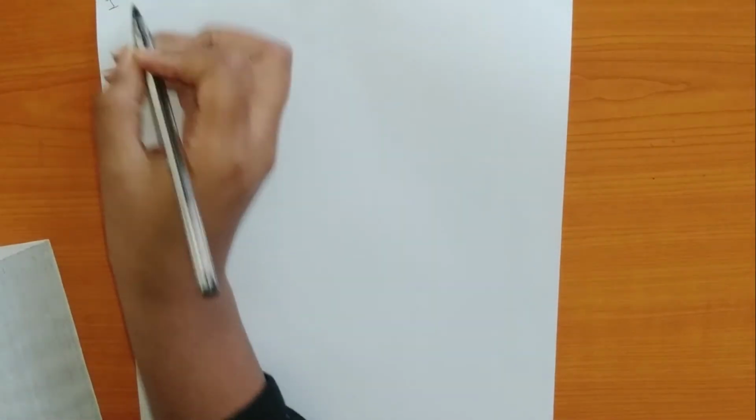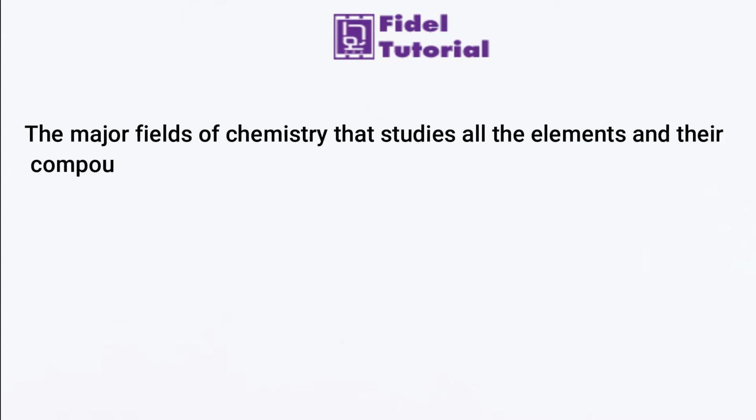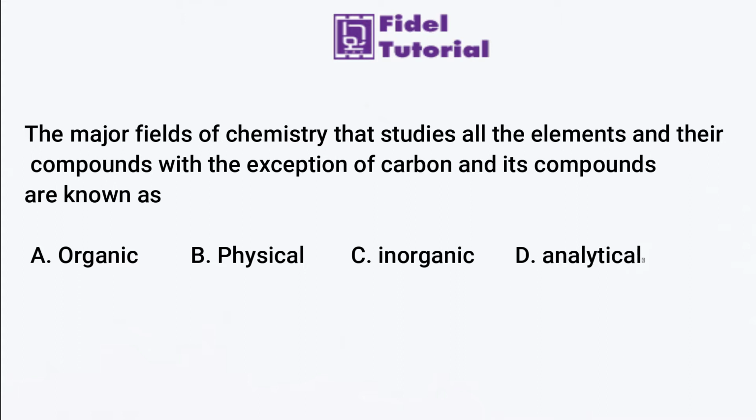Number 1. The major field of chemistry that studies all the elements and their components with the exception of carbon, and these components are known as dash. A. Organic. B. Physics. C. Inorganic. D. Analysis. First, let's elaborate each one of them.